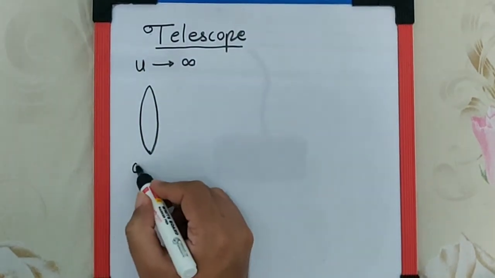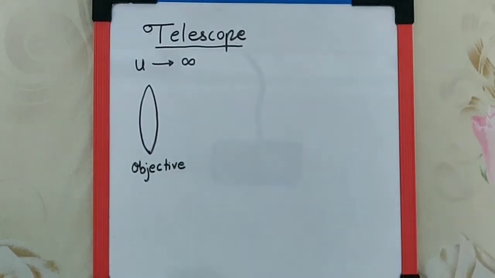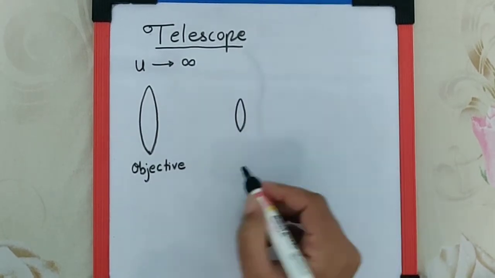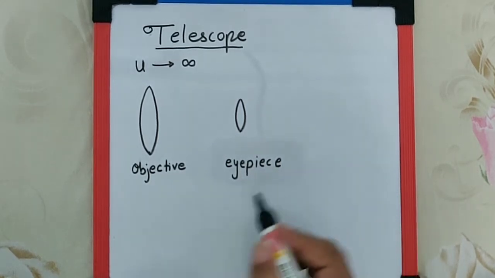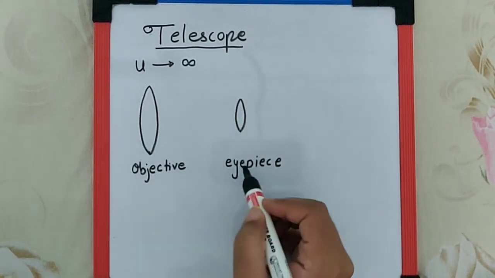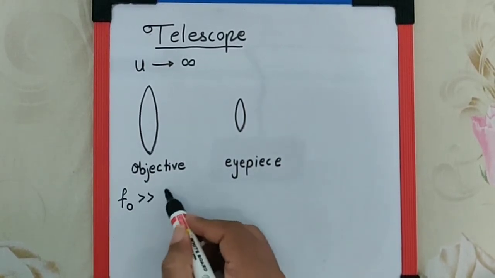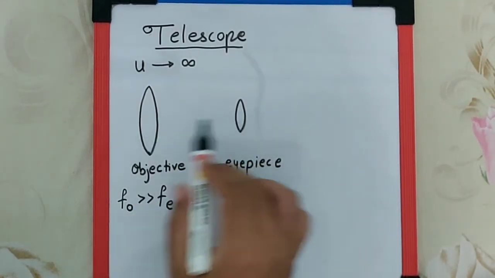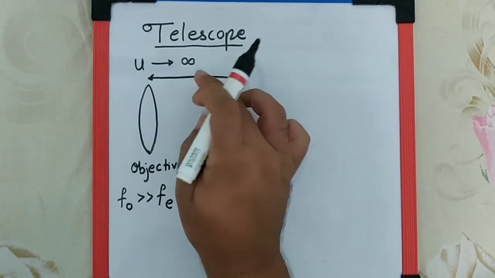The first lens will be objective, which is closer to the object, and the second lens will be the eyepiece, which will be closer to our eyes. And we can definitely say the size of objective is much greater than the size of eyepiece, as well as the focal length of objective is much greater than the focal length of eyepiece. Now definitely they are separated by some distance. Let's call that distance as L.